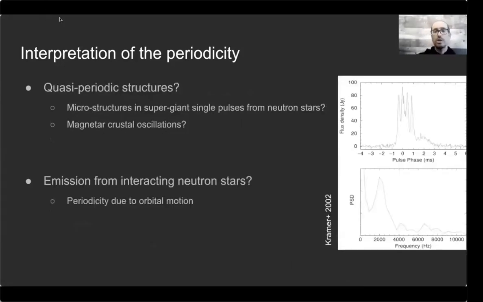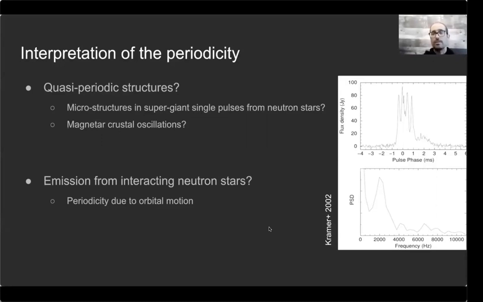We also consider the possibility that this periodicity is not a strict periodicity generated by a rotating neutron star, but could be a quasi-periodicity, for example, similar to the microstructures sometimes observed in bright radio pulsars and often in magnetars, where a single pulse from the pulsar is actually formed by a number of quasi-periodic components. However, there are significant differences, other than, of course, the huge luminosity of the fast radio burst.